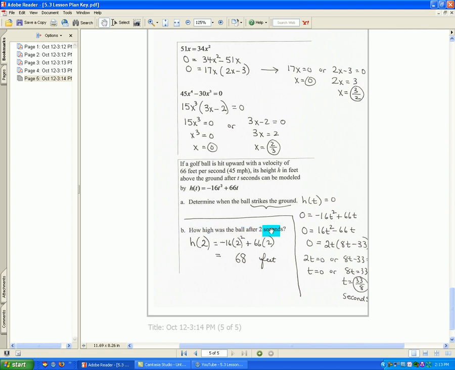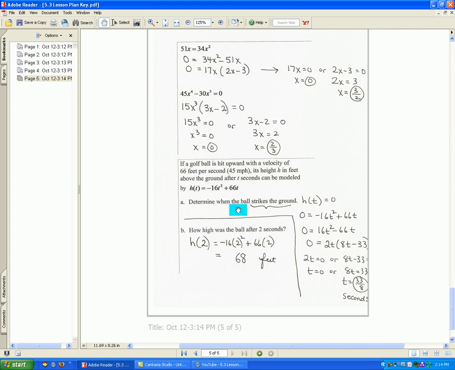How high is the ball after 2 seconds? Well, all they're really asking you to do there is to find h of 2. Plug a 2 into the position function. Opposite of 16 times the quantity 2 squared plus 66 times 2. So our ball would be 68 feet high at the end of 2 seconds.